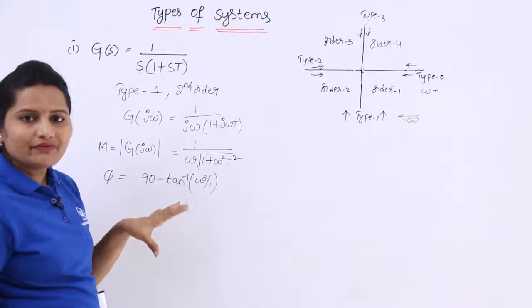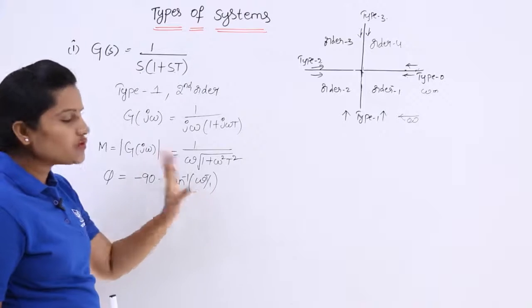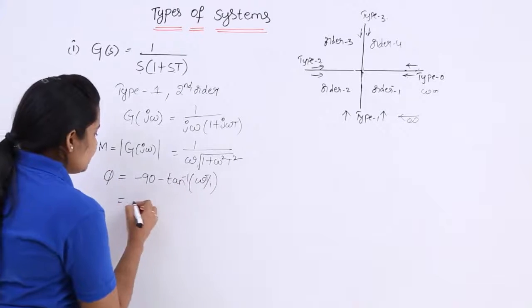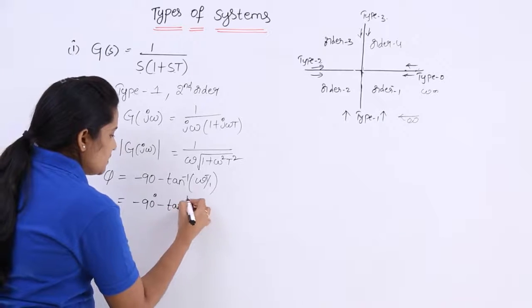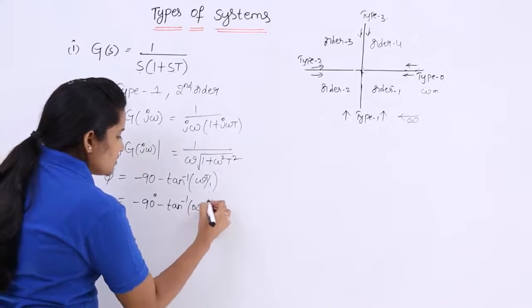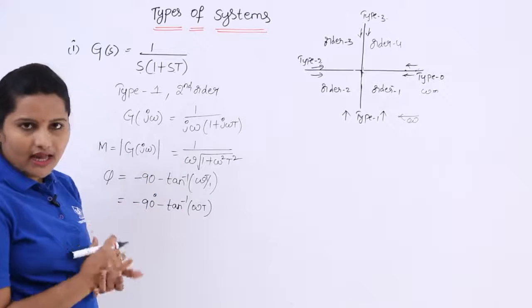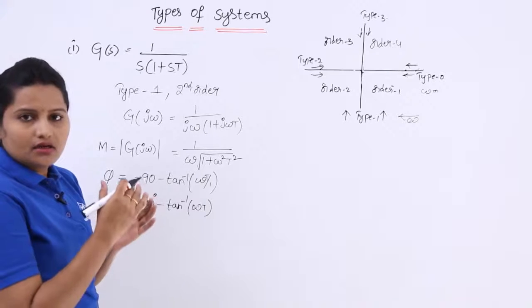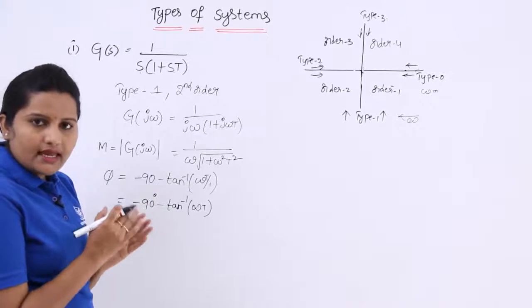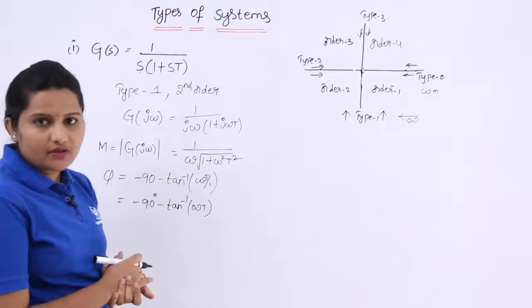For that, the phase angle is equivalent to tan inverse b by a, so tan inverse omega t. So this is equivalent to, finally, minus 90 degrees minus tan inverse omega t. Now we have the magnitude and phase in our hands. This is the time to calculate the exact values at omega equal to 0 and omega equal to infinity.